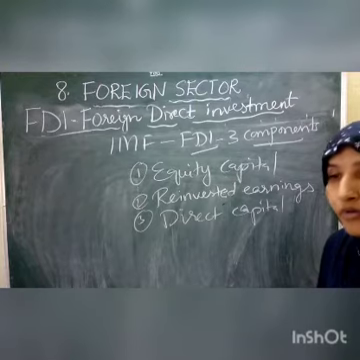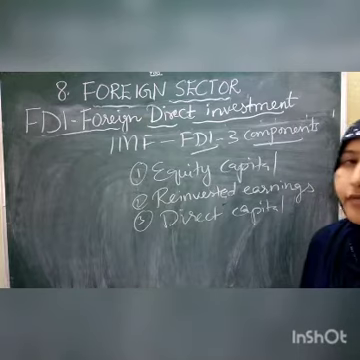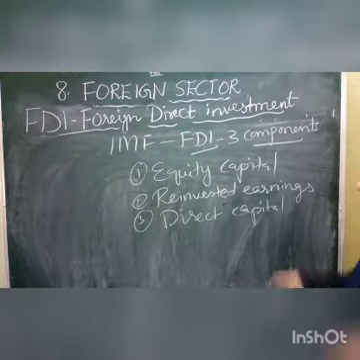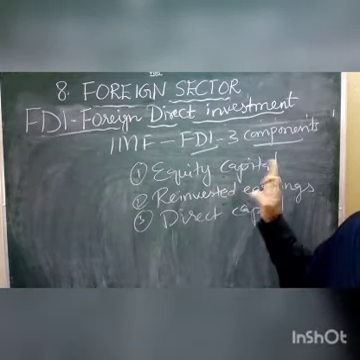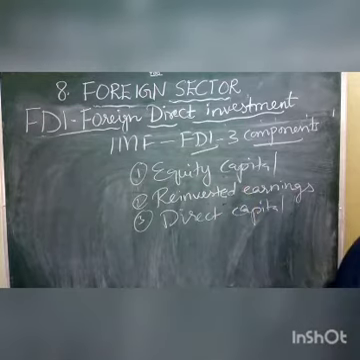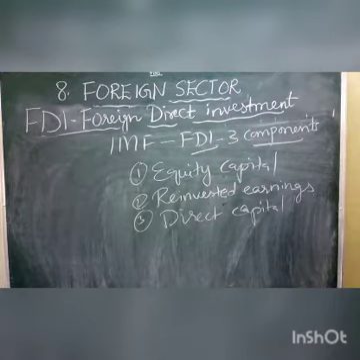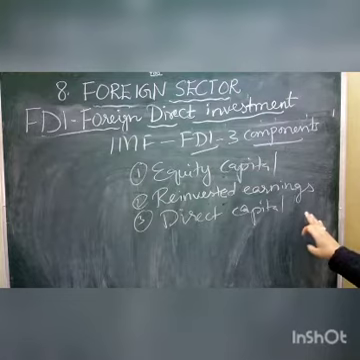As you all know, before it was 51%, then 74% for some of the firms, and 100% for many of the firms. So here we find equity capital. How much they are investing, they should get, children. Again, they can reinvest the earnings and the direct capital, children, by this FDI. So we can say that this FDI is playing a very important role in the country's economic integration.